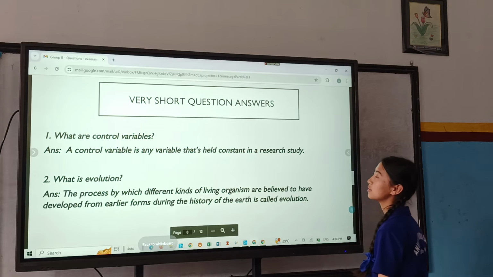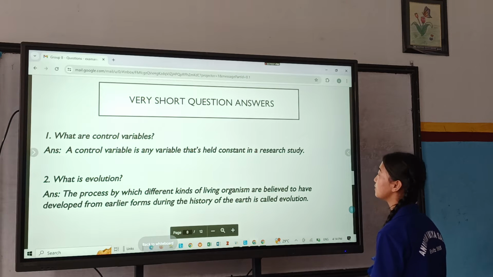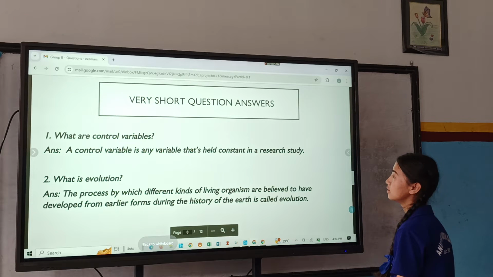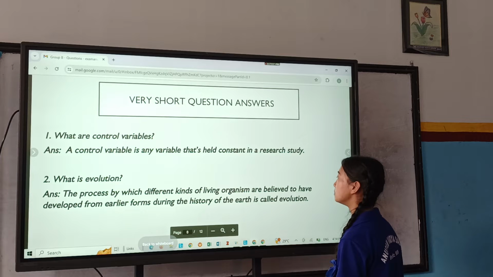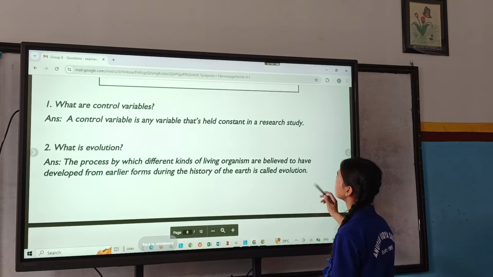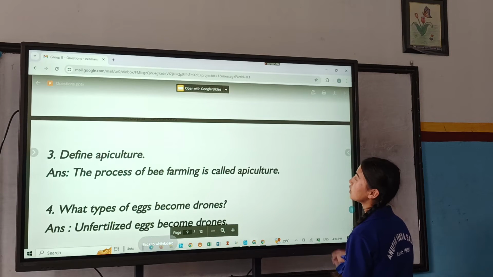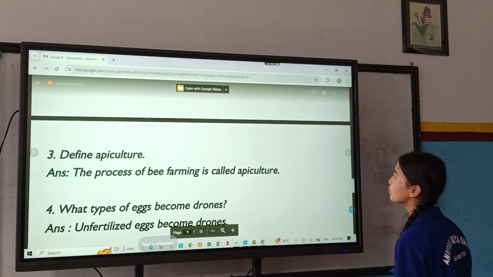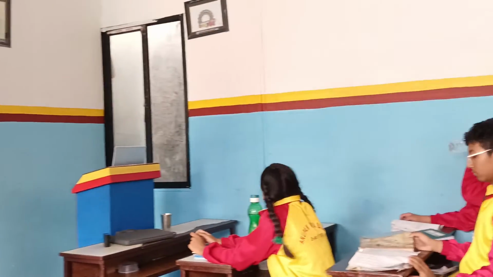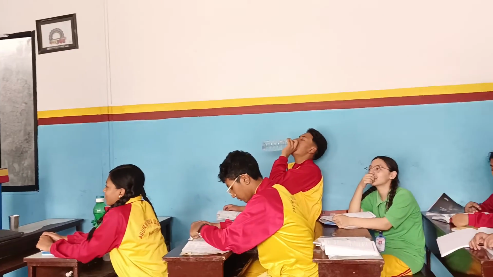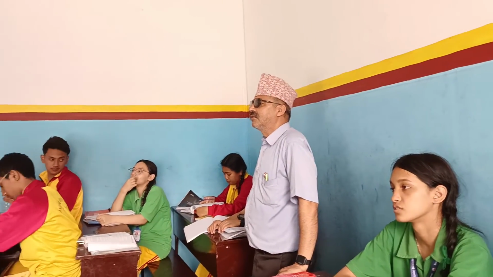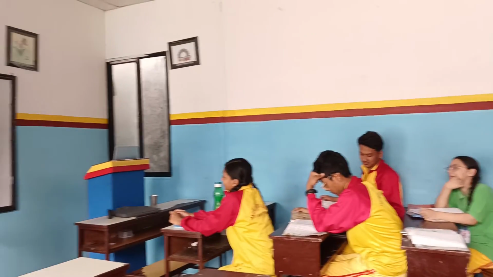What is evolution? The process by which different kinds of living organisms are believed to have developed from earlier forms during the history of the earth is called evolution. Define agriculture. The process of farming is called agriculture. What type of egg becomes drones? Unfertilized eggs become drones.